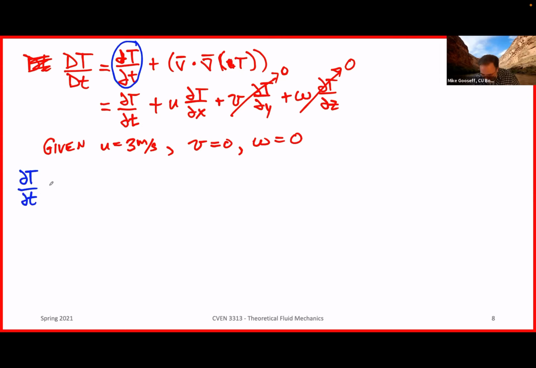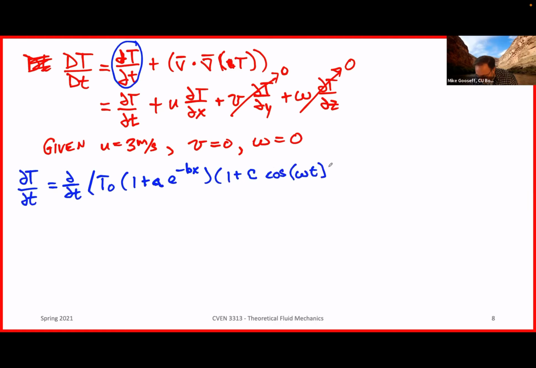So this is now equal to del T of that whole equation. So it was T naught times 1 plus a e to the minus bx. We have values to put in here, but we can just deal with the constants for now, times 1 plus c times the cosine of omega t, okay?